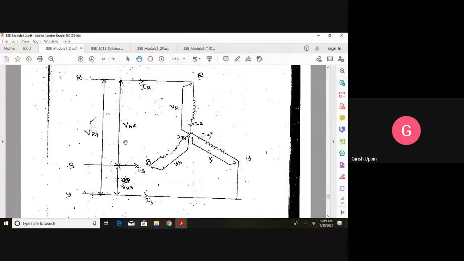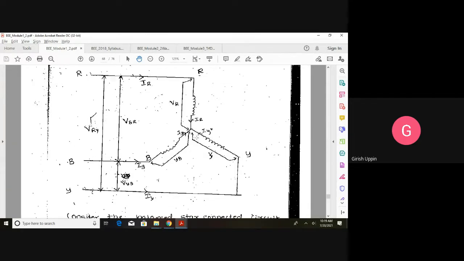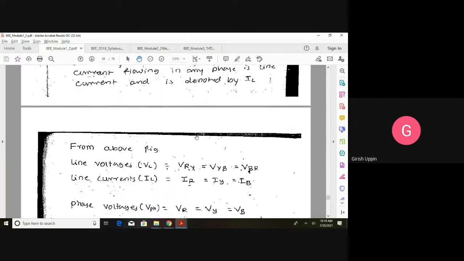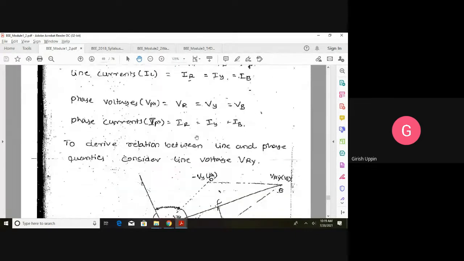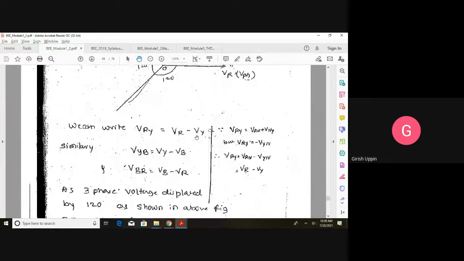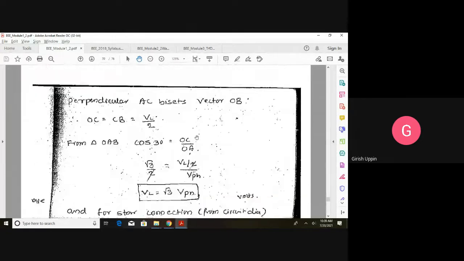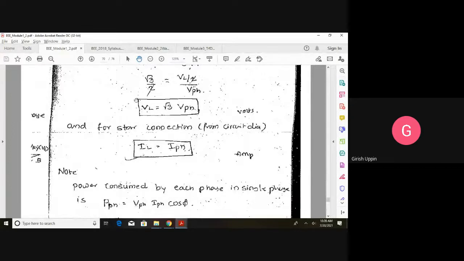And if you see the line current, this is the line current that is flowing in the terminal, and if you trace it back, the same current will flow in the phase also. Therefore, this line current is also equal to the phase current. It is the same for all the phases. So in case of a star, the line voltage is equal to root 3 times the phase voltage, and line current is equal to phase current. So you have to remember that, and based on this, we will be having the problems.